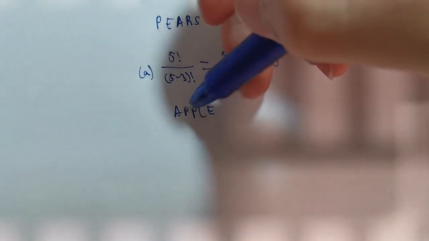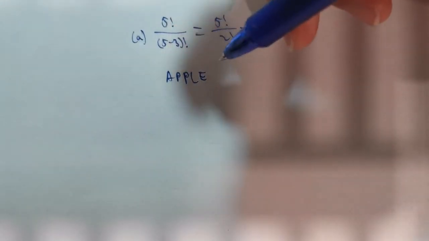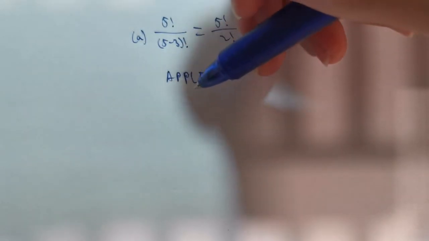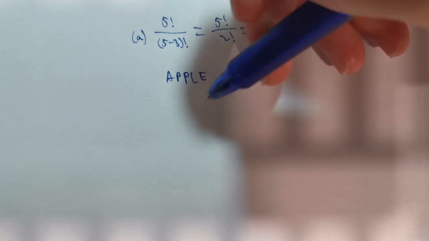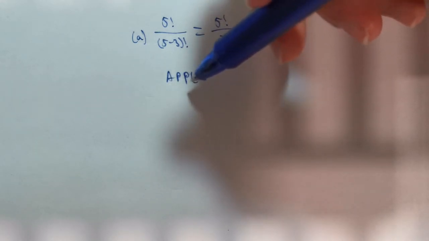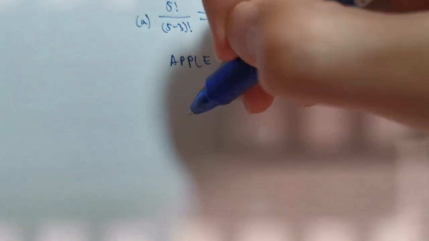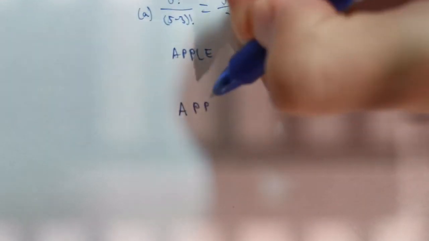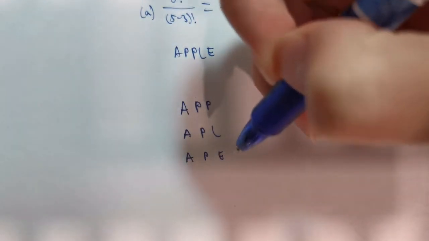So this is A. Then B, the word they give you is apple. How do you do this? By right, you're supposed to split into cases based on the number of P's in the word. But let's say you don't know how to do that. Let's say you look at this question and you don't know what to do. So you can try and brute force. But if you don't brute force systematically, it's very easy for you to miss out cases. So you may think, after brute forcing for a while, let's just try APP, APL, APE.